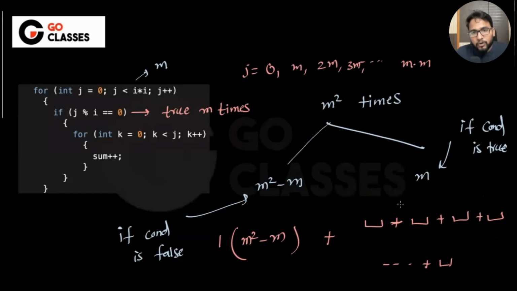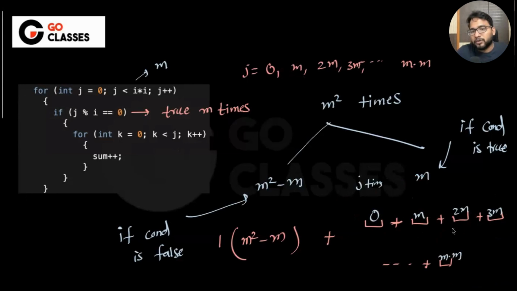Now for j equal to 0, every time it is going to run j times. So it is going to run 0 times. Then for j equal to m, because at j equal to m it will be true, m times, then 2m times, then 3m times, then m into m times. So basically total time complexity is m square minus m plus all of this.